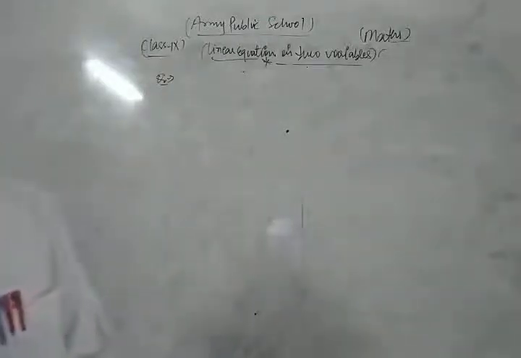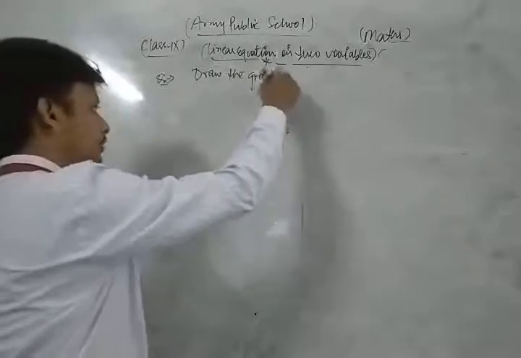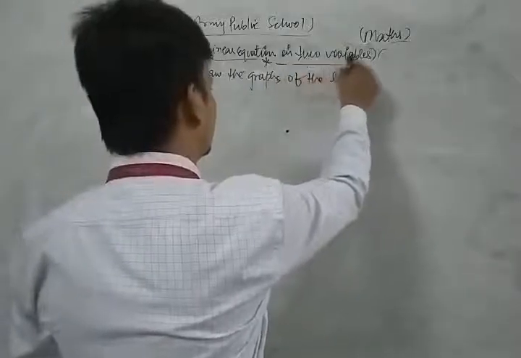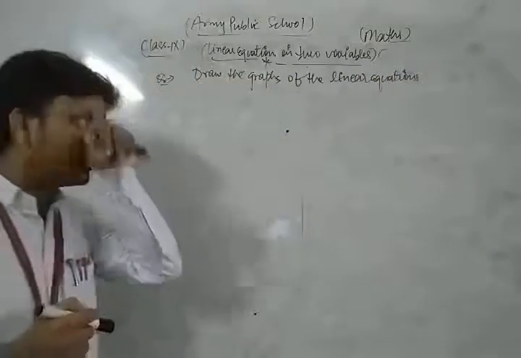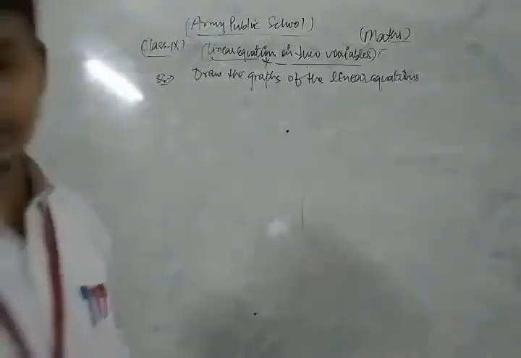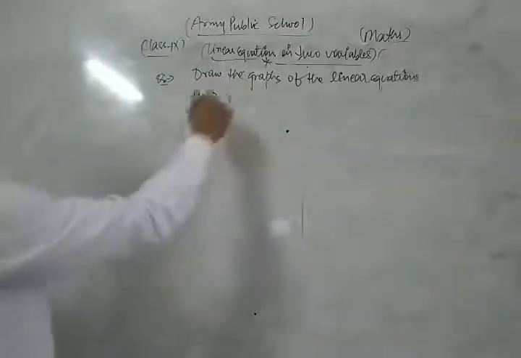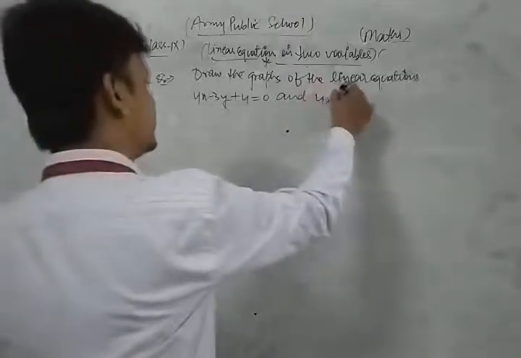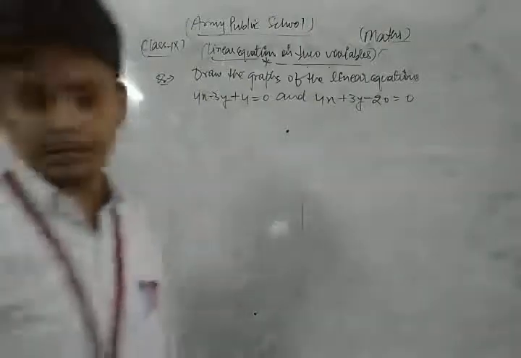The question is: draw the graph of the linear equations 4x minus 3y plus 4 is equal to 0 and 4x plus 3y minus 20 is equal to 0. Find the area bounded by these lines.